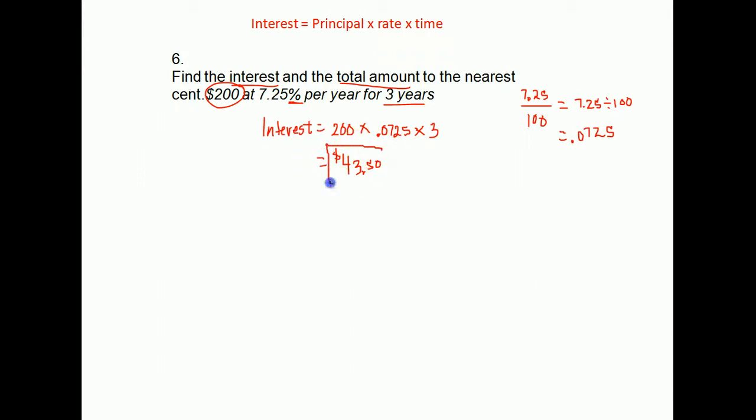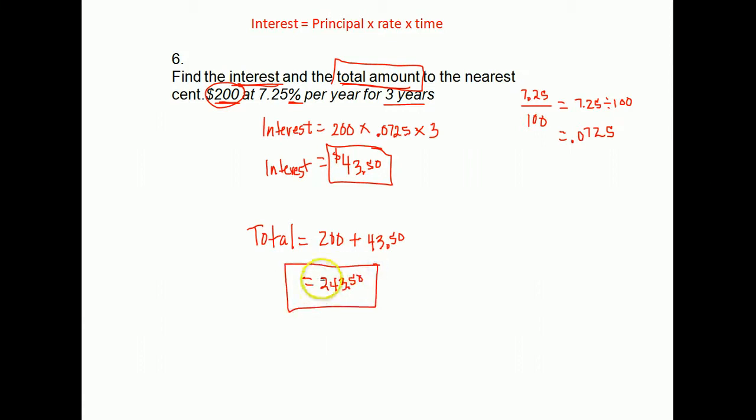So our interest is $43.50, but we're not done because we were supposed to find the interest and the total amount. Our first answer is that the interest is $43.50. Now we also need to find the total, which would be the amount you started with, $200, plus the interest you earned. We just found out that would be $43.50. So we get a total amount of $243.50, because you have the amount you started with plus the interest you earned.